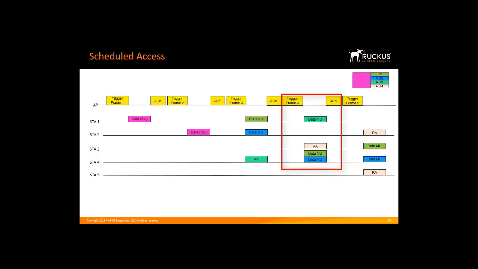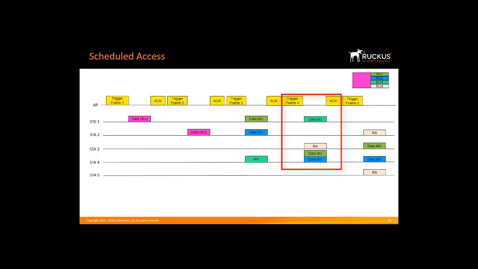On the fourth trigger frame, it says Station 1 already told me it has some more data to transmit, so it gets one chunk of the spectrum. Station 2 says I don't need any data, so the AP won't allocate anything to him. Station 4 said I have a medium amount of data, so the AP gives him a little bit more spectrum. So in this example, I give him 2 RUs to transmit, and that's what we're showing here.